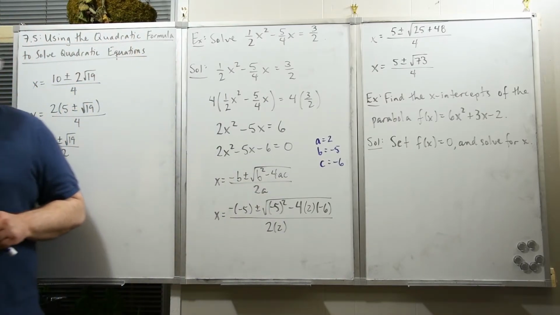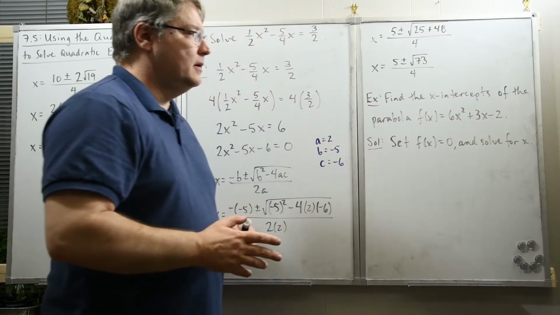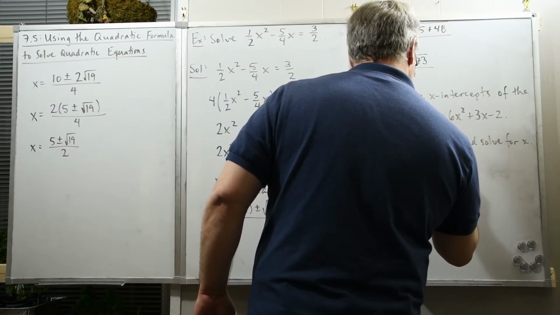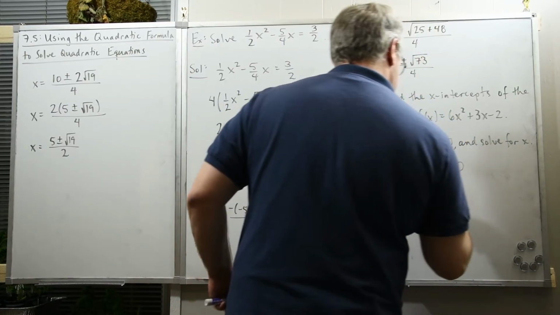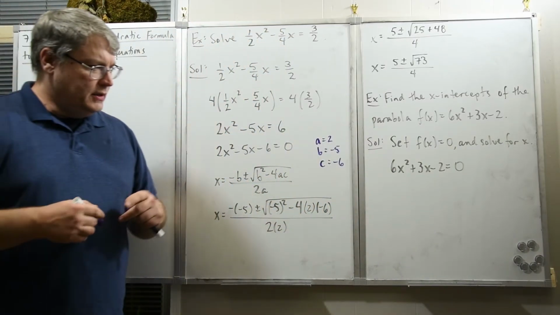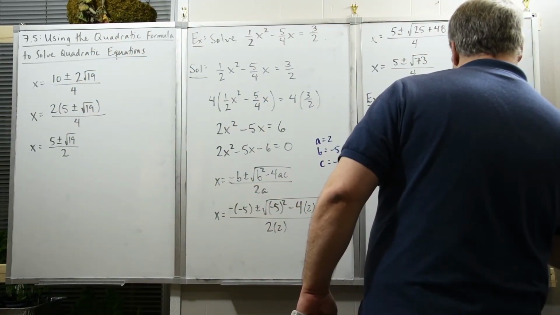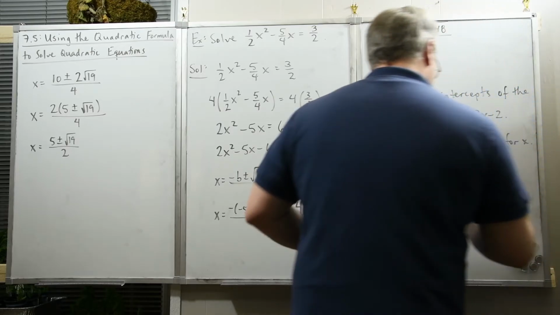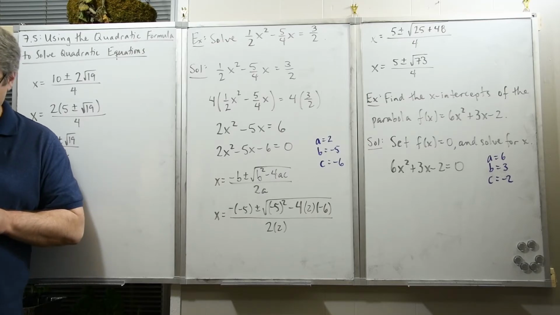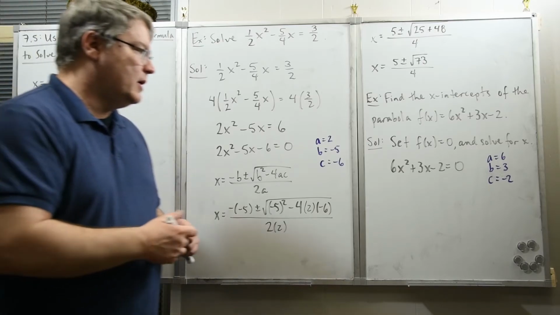And so that means we're going to get 0 is equal to 6x squared plus 3x minus 2, or 6x squared plus 3x minus 2 equals 0. We can write it that way, of course. And if we do, notice that we have a is 6. We also have b is 3, and we have c is negative 2. So one more time, we'll use the quadratic formula.